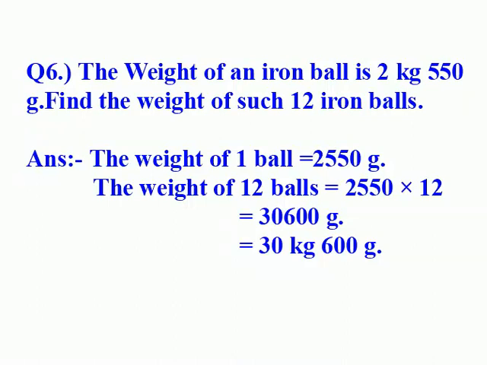So 2 kilogram is equal to 2000 gram. So 2550 gram of each iron ball. So if one iron ball is 2550 gram, then 12 iron balls will be 2550 multiplied by 12. So here also you no need to multiply 2550, you just multiply 255 and 12, and then whatever the result will come, you add 10 after that.